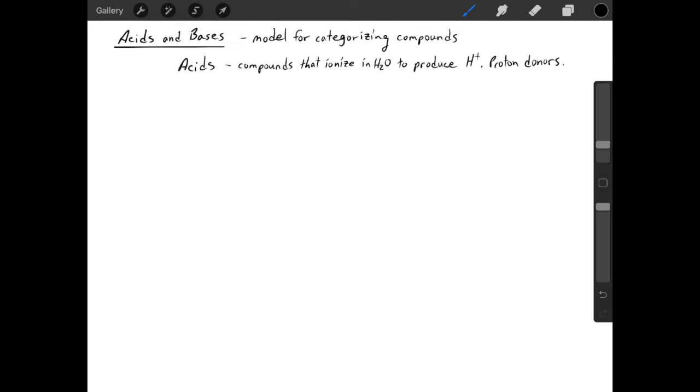So acids can be split into two broad categories. They can be strong acids or weak acids. These strong and weak acids follow the same kind of rules as electrolytes. Things that split up 100% into their ions when they dissolve in water are referred to as strong acids. Things where only some of the compounds will split up into ions at any one time are weak acids.